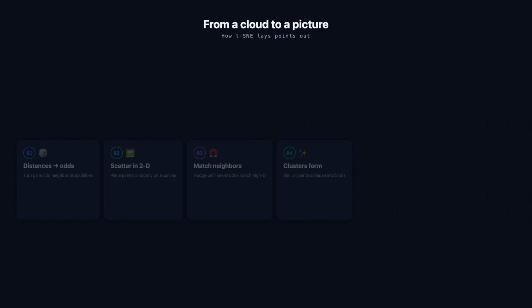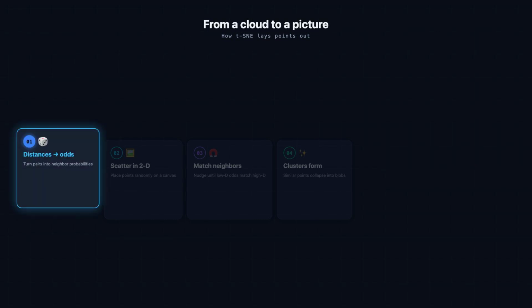So how does t-SNE actually turn a cloud of high-dimensional points into that flat picture? Follow the idea in 4 moves. Everything starts by rethinking distance as probability. For every pair of points, t-SNE asks how likely it is that one would pick the other as a neighbor. Nearby points get a high neighbor probability, faraway points get a tiny one. Raw distances become a web of neighbor odds.